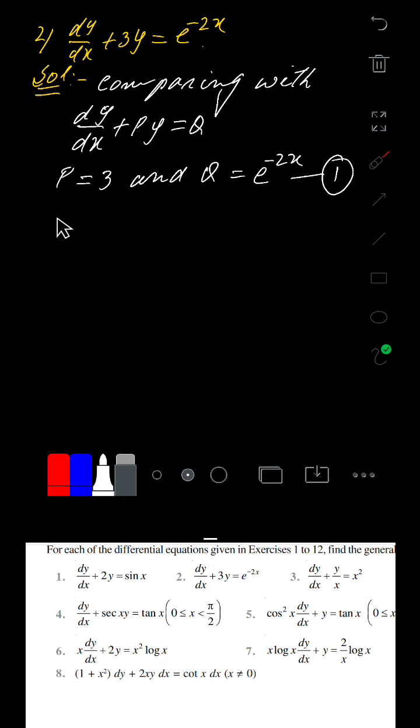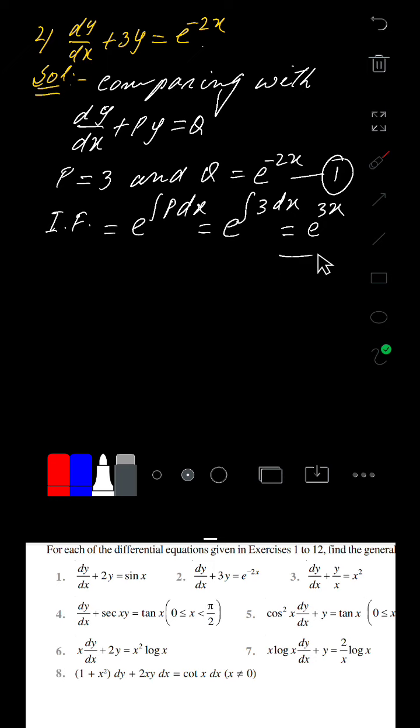Now let's find integrating factor. Integrating factor is equal to e raised to the power integral p dx, or e raised to the power integral, the value of p is 3, so 3 dx. So integral of 3 is 3x, e raised to the power 3x. Let it be equation number 2.